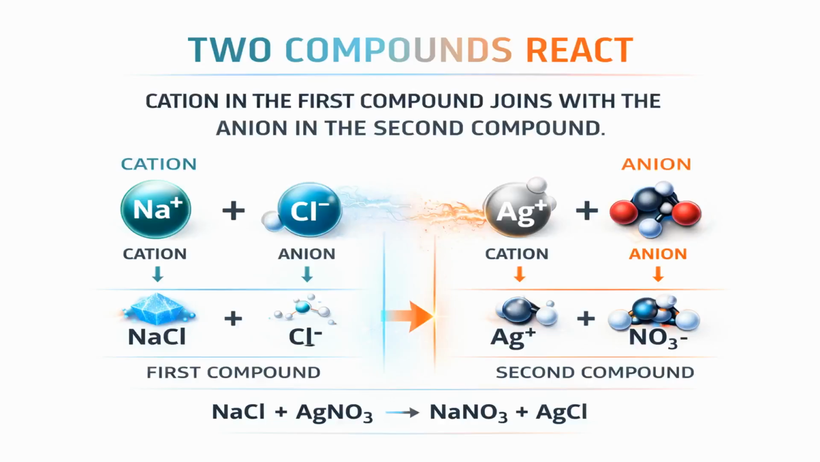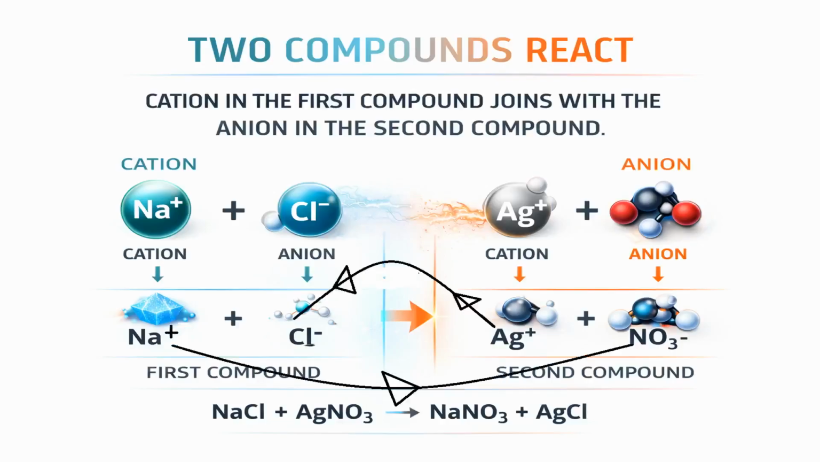Compound versus compound chemical reactions. If two compounds are reacting, the cation in the first compound joins with the anion in the second compound. The cation in the second compound also joins the anion in the first compound to form new compounds. The new compounds formed are written on the right side of the equation.